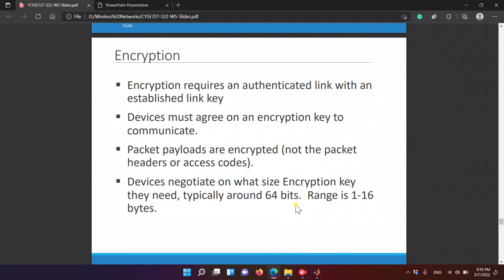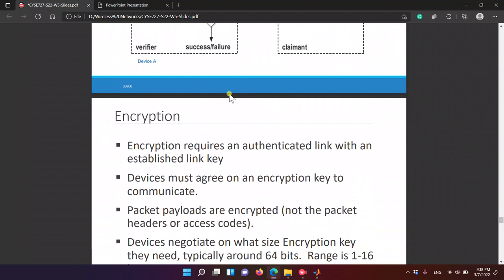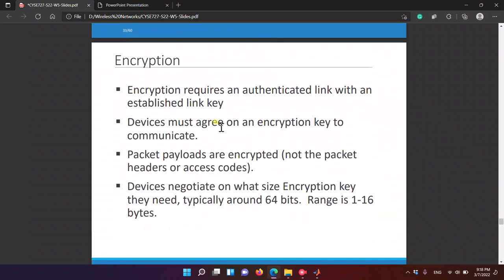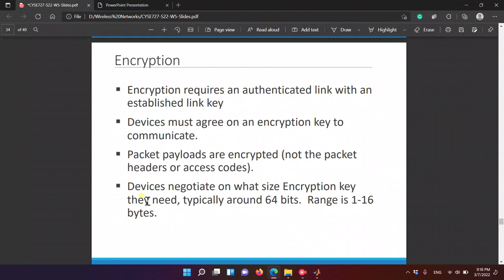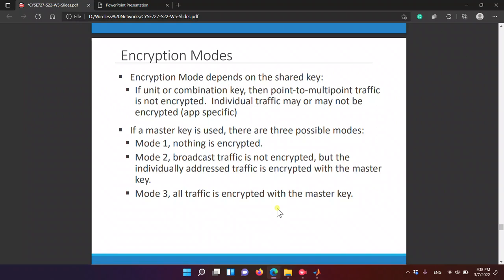As for the encryption, it requires an authenticated link with an established key, link key. So here already, I think we generate a link, we establish a link and a link key. The devices must agree on an encryption key and the packet payloads are encrypted. Devices negotiate on what size encryption key they need. Typically around 64 bits or 1 to 16 bytes.